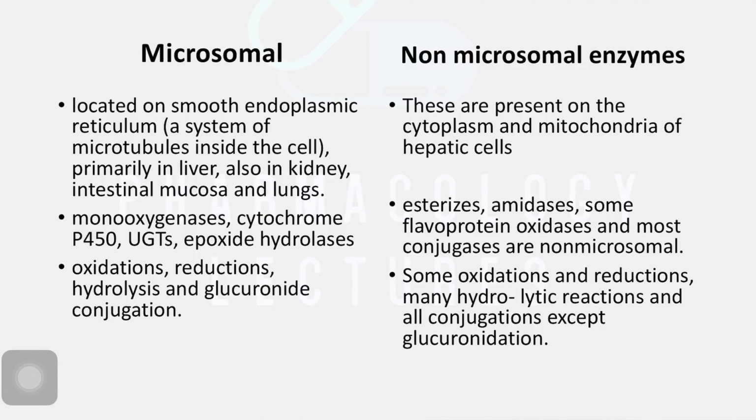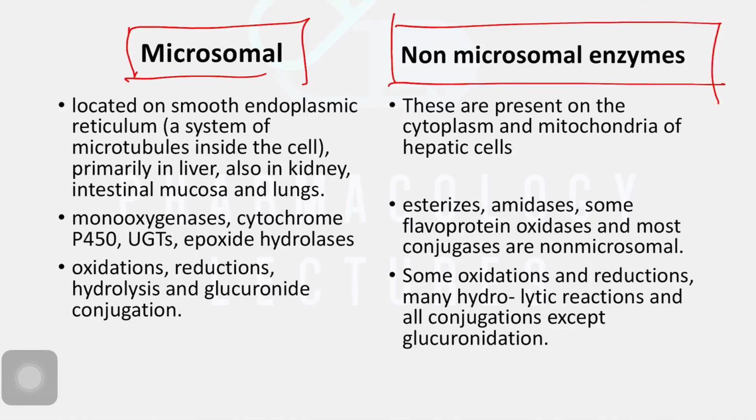So all in all, the metabolic process is being carried out by two types of enzymes. One is microsomal enzymes and one is non-microsomal enzymes. Where are microsomal enzymes situated? Microsomal enzymes are located on smooth endoplasmic reticulum, mostly of liver, but also present in intestinal mucosa, lung, and kidney. Most of the reactions are carried out by them.